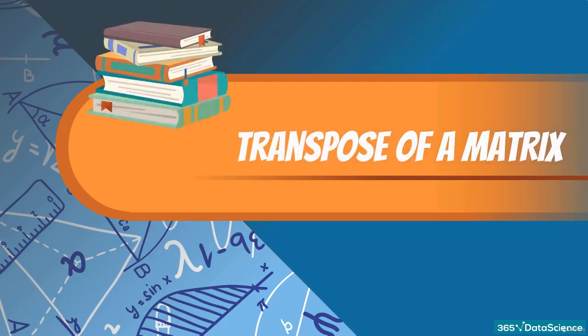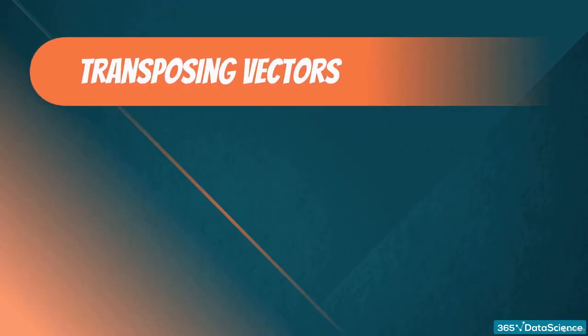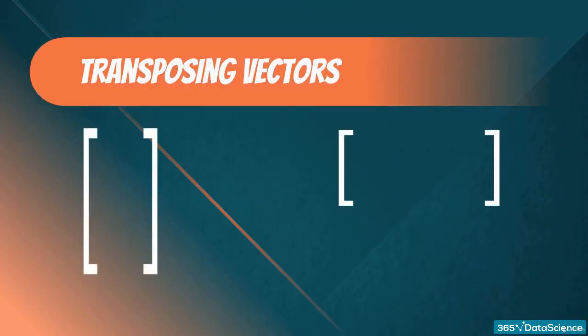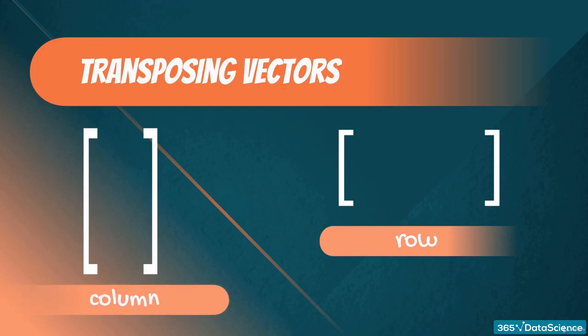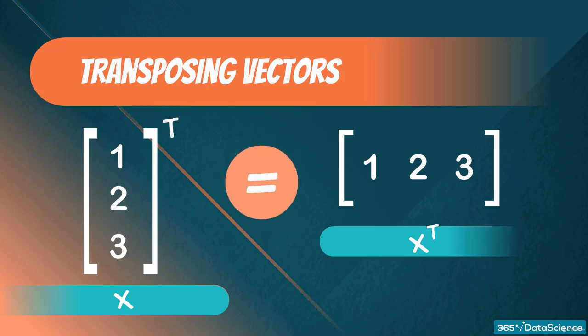In this lesson, we will discuss the transpose of a matrix. Let's start from vectors. We already know that vectors are either rows or columns. So, let x be the column vector 1, 2, 3. There is a special operation which can turn it into a row vector. We can transpose it. Transposing the column vector 1, 2, 3 would yield a row vector 1, 2, 3.